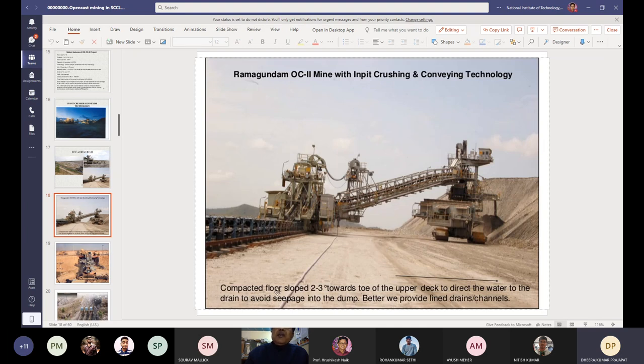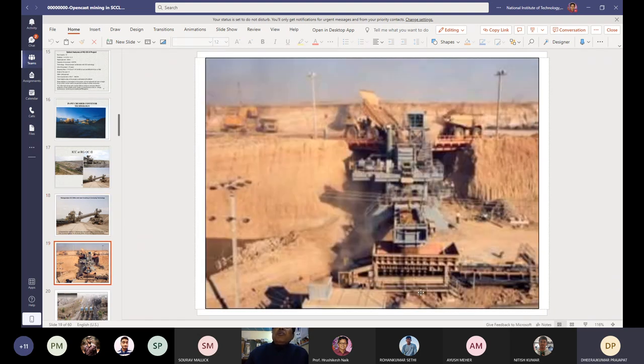The Ramagundam open cast mine with the in-pit crushing and conveying technology is like this: compacted floor slopes 2 to 3 degrees towards the toe of the upper deck to direct the water to the drain to avoid seepage into the dump. There should not be any seepage in the dump, otherwise the dump will fail. Better we provide line drains and channels so that the water will not affect the dump slope, otherwise the slope will fail. For that purpose, this is the method they are using.